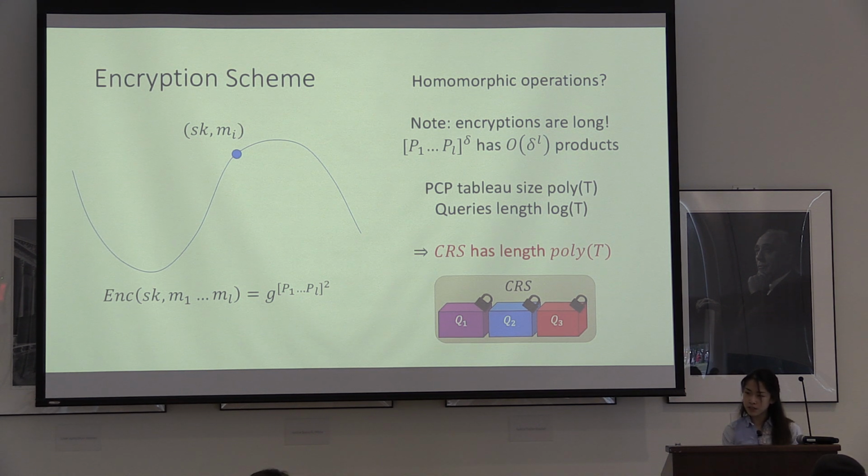L polynomials, right? Delta to the L such products. And our PCP tableau will be size poly t, so our queries are log t in length. And so the CRS will be of length polynomial in the running time of the computation. And this is why our initial scheme is going to have a long CRS. But that's fine for us because our goal just in this first section is just to get a publicly verifiable scheme with a long CRS.